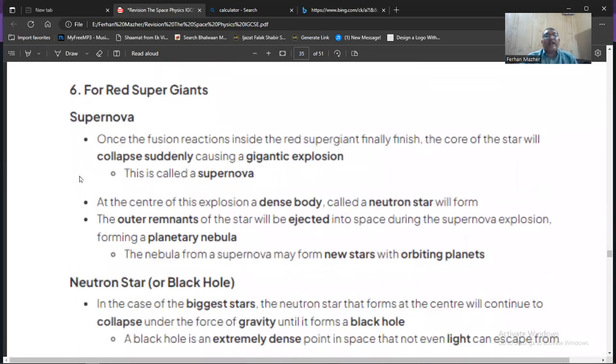Okay, so for the red supergiant supernova, once the fusion reaction inside the red supergiant finally finishes, the core of the star will collapse suddenly, causing a gigantic explosion. This is called a supernova. At the center of this explosion, a dense body called a neutron star will form. The outer remnants of the star will be ejected into space during the supernova explosion, forming a planetary nebula. The nebula from a supernova may form new stars with orbiting planets.